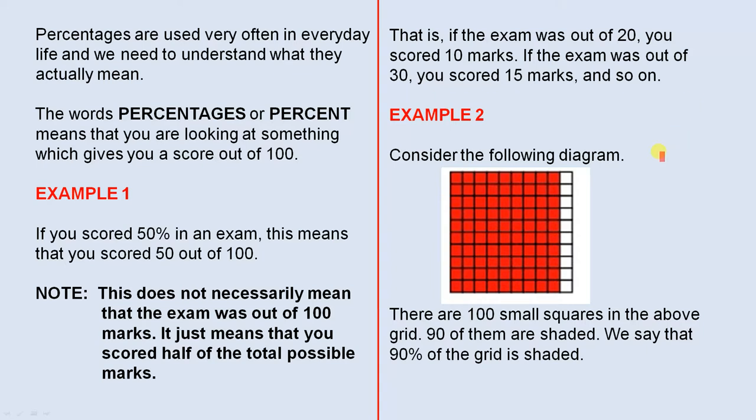Example 2. Consider the following diagram. There are 100 small squares in the above grid. 90 of them are shaded. We say that 90% of the grid is shaded. That is, 90 out of 100 squares are shaded, and that represents 90%.